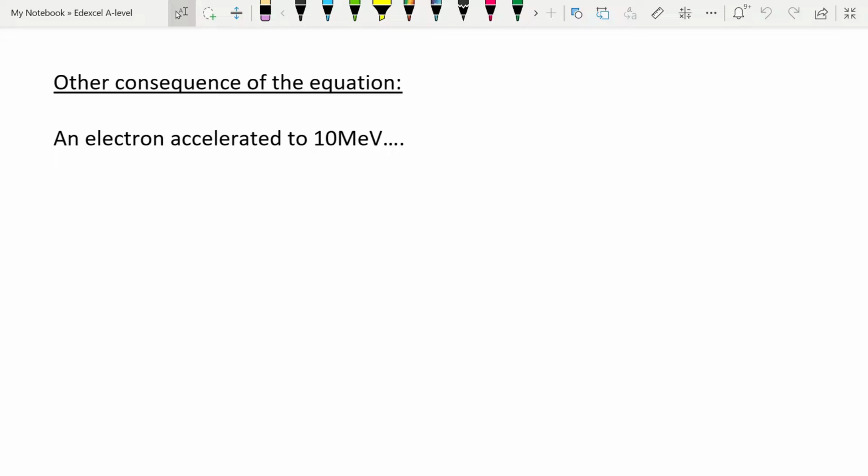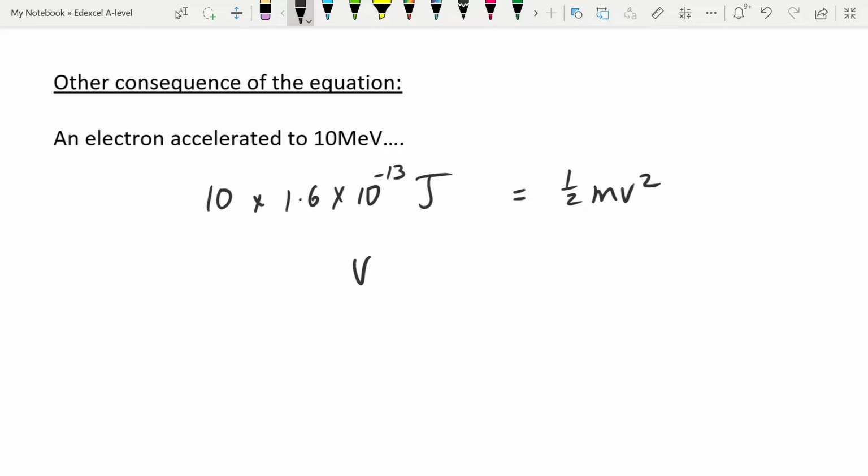So let's look for a moment at what speed you would get an electron to if you accelerated it to 10 mega electron volts of kinetic energy. So 10 mega electron volts is 10 times 1.6 times 10 to the minus 13 joules. Remember, it's mega electron volts, so it's minus 13. And that is going to be equal to half mv squared. We know the mass of an electron, 9.11 times 10 to the minus 31. So if we find a value for v here, we should get our velocity of an electron as 1.87 times 10 to the 9 meters per second.